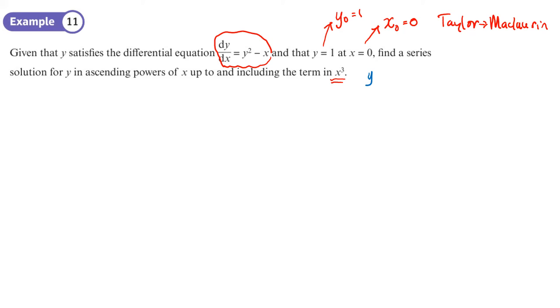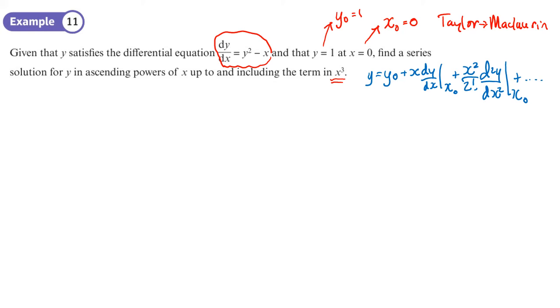So y equals y0 plus x times dy dx plus x squared over 2 factorial. We should put in that it's the initial conditions, so we should put that in as well. And then plus x squared over 2 factorial d squared y over dx squared at x0, and so on.